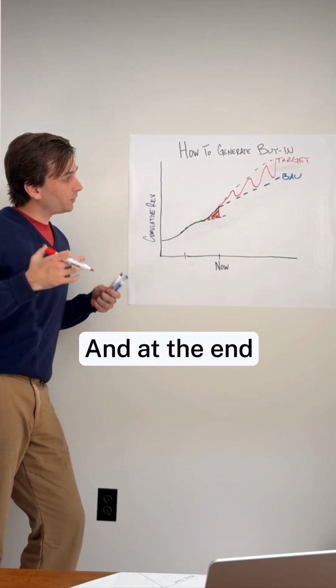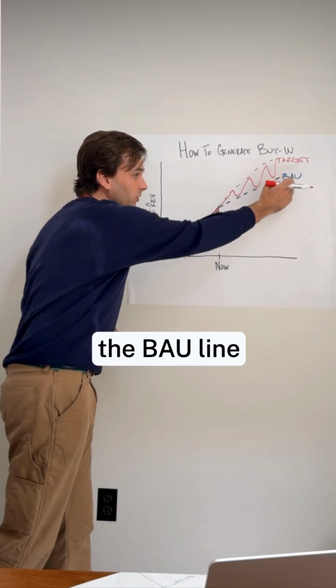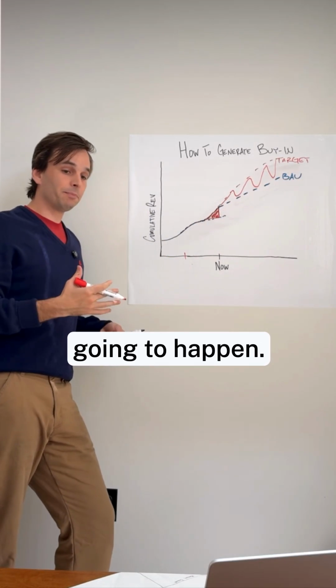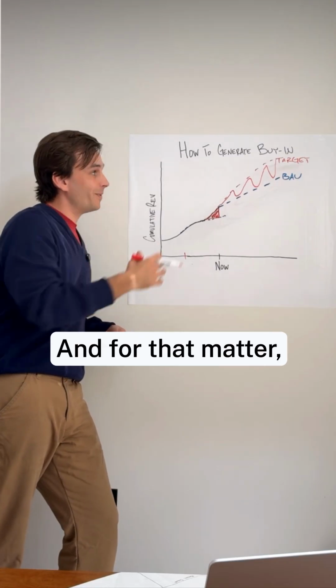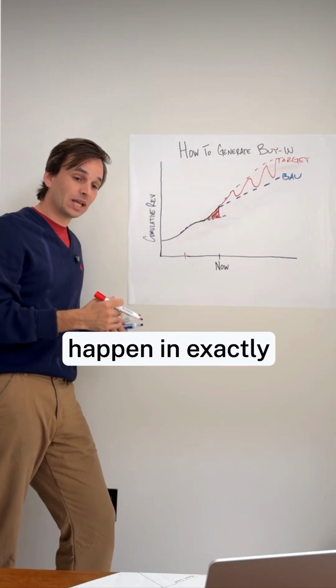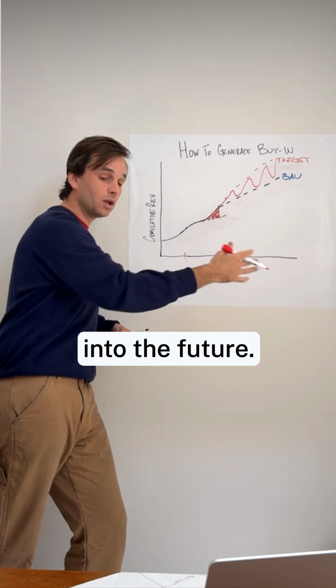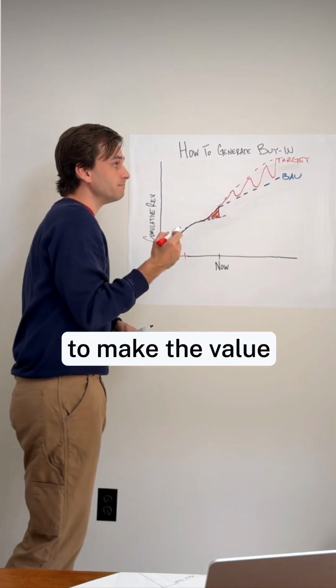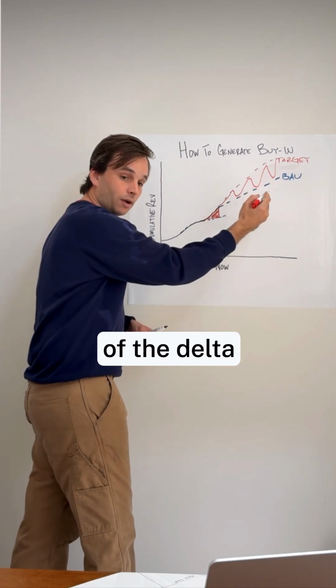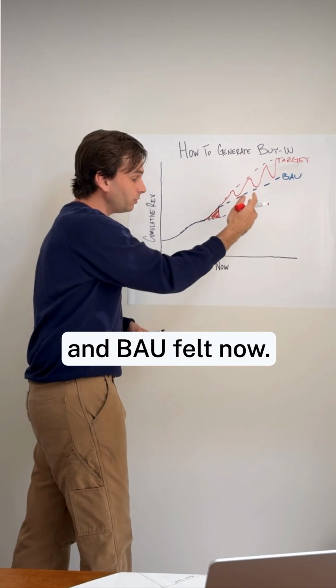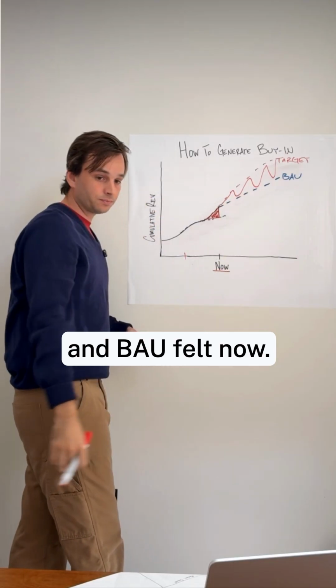And at the end of the day, the BAU line is never actually going to happen. And for that matter, the target is never going to actually happen in exactly that same way because we're talking about data into the future. The point is that we need to make the value of the delta between target and BAU felt now.